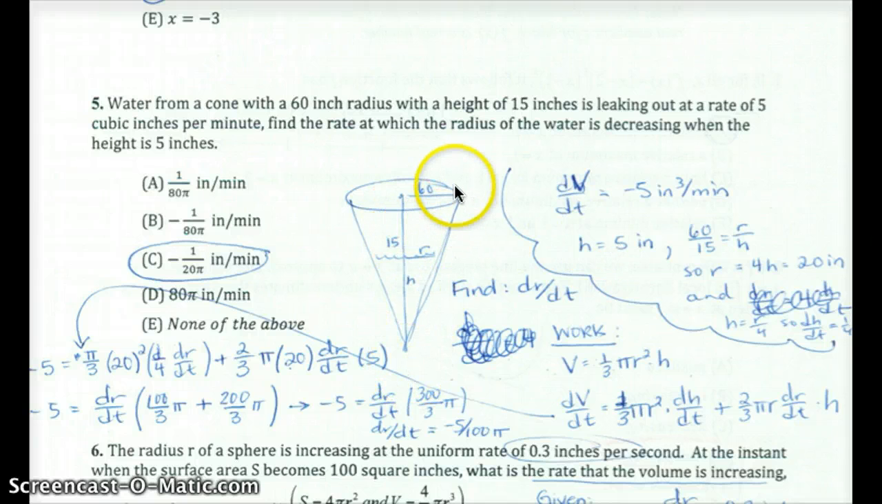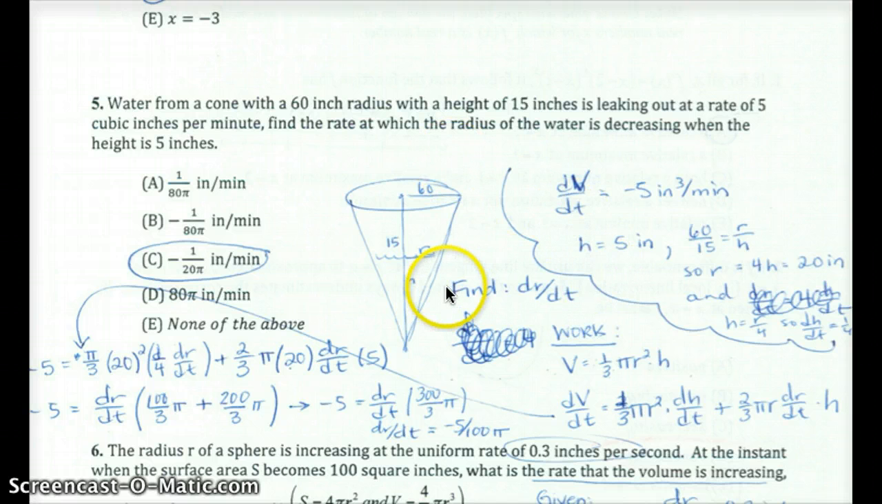Looking at this diagram, think about the seminar we did in class. The relationship between r and h is proportional to the relationship between 60 and 15, and that's because the angle of the cone isn't changing, right? The water has the same angle at the bottom of the cone as the original container, which isn't changing.